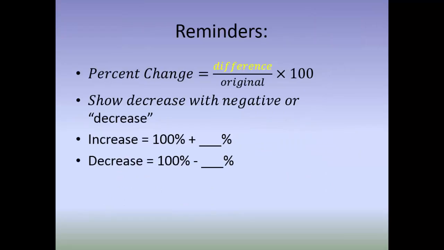Okay, let's look at some reminders. Remember that the formula we're using here is that percent change equals the difference between the two amounts divided by the original amount. No matter whether the original amount is larger or smaller, you always compare it to where it started out. Then multiply by 100 to make it into a percent. We show decrease with either a negative symbol or the word decrease following the percent. We show increase with the word increase following the percent.